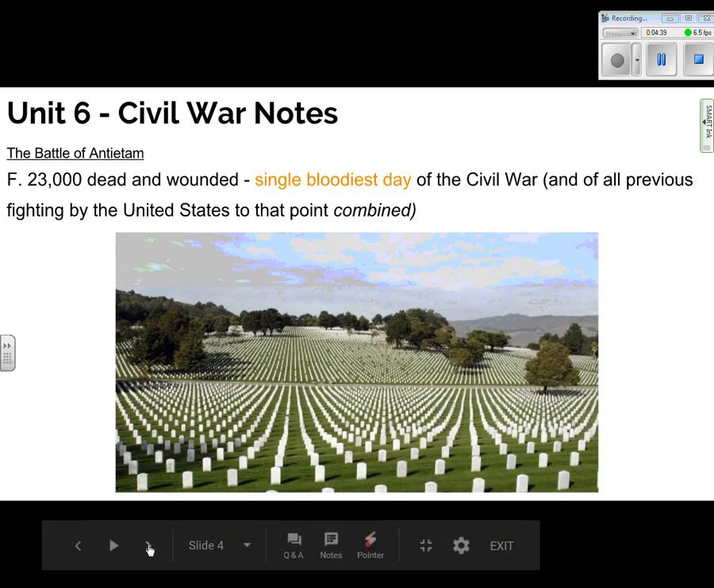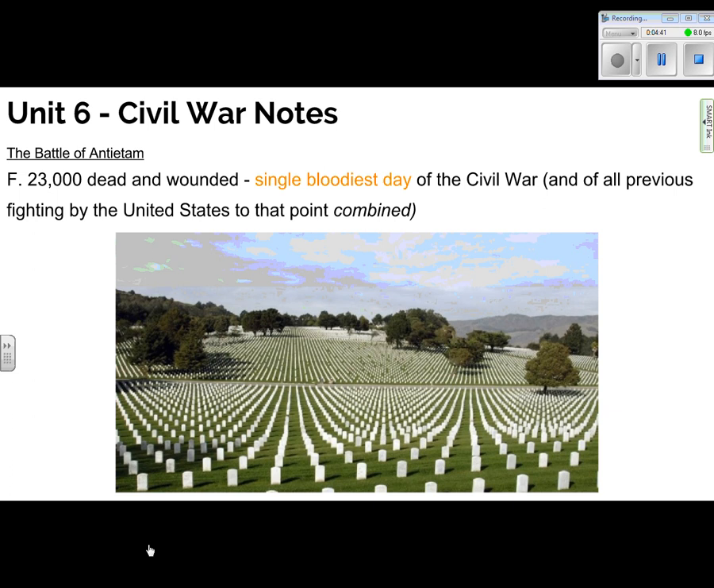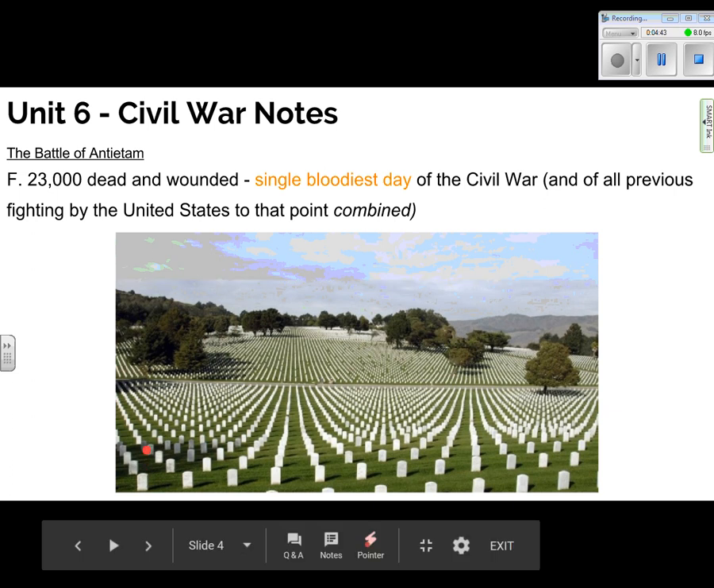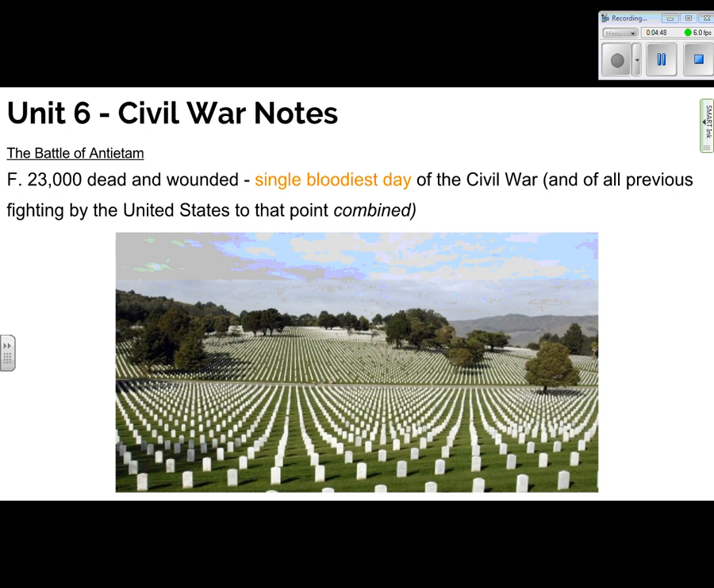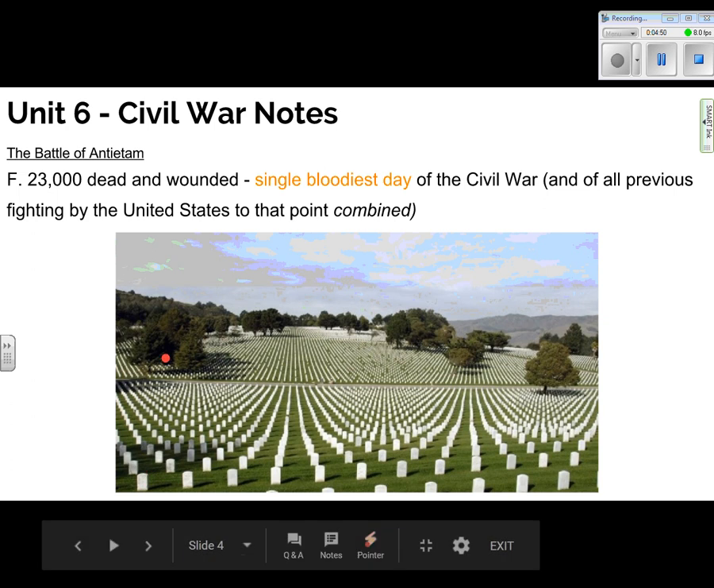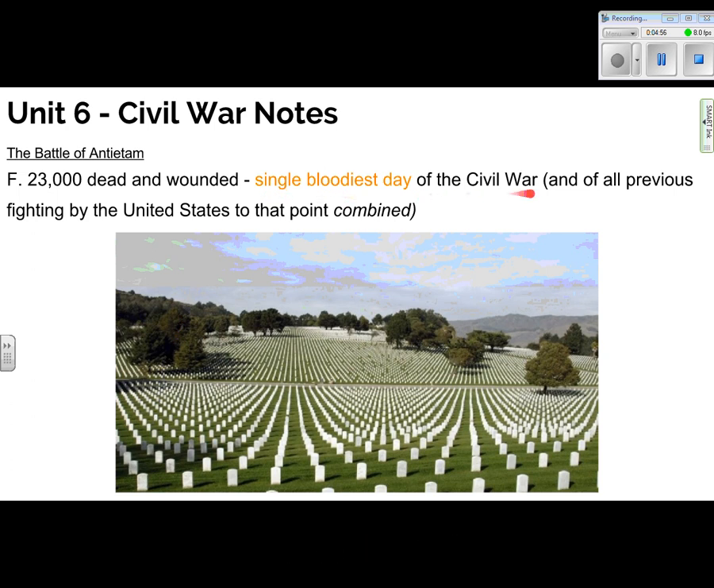The other reason that we look at Antietam is 23,000 people. That's more than every man, woman, child, and gecko in South St. Paul. So more than South St. Paul's total population, dead and wounded on both sides total. The single bloodiest day of the Civil War. And get this, and of all previous fighting by the United States to that point combined. So before this day, add up all the dead and wounded, still doesn't equal the 23,000 dead and wounded from this single day.